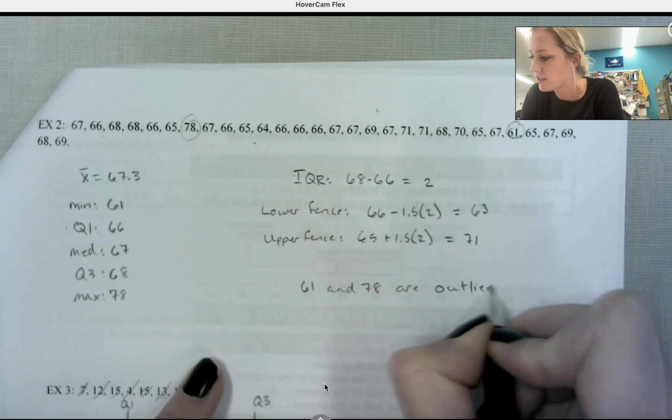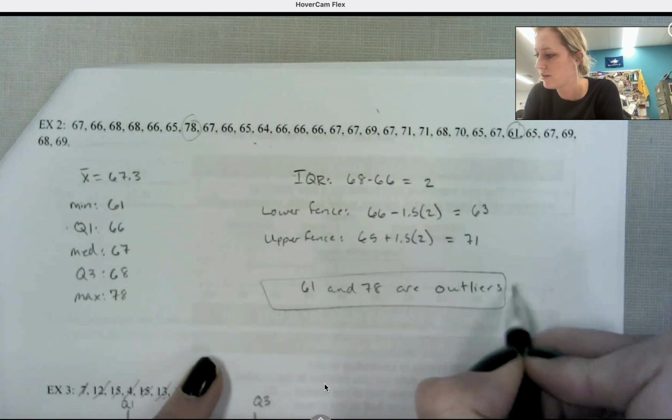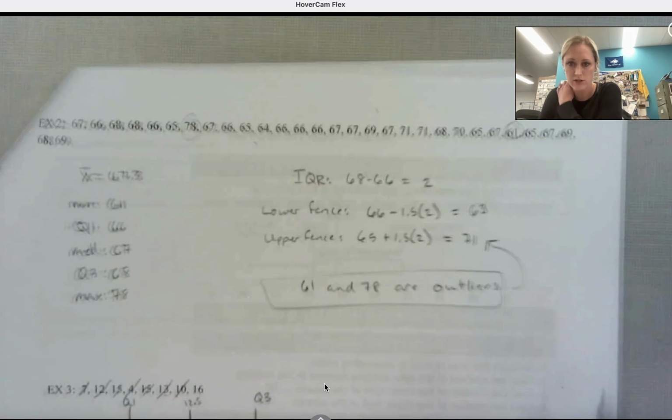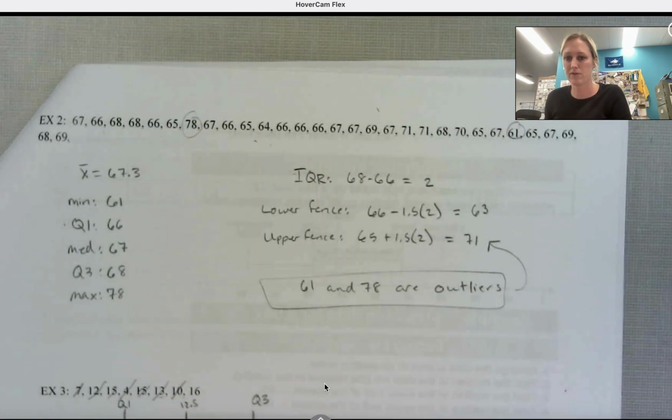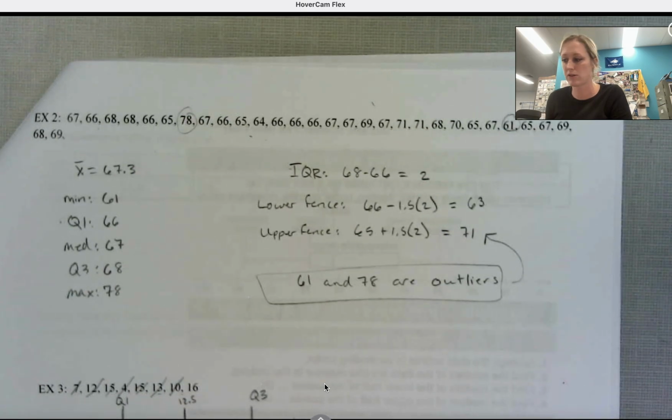So when it says justify mathematically, this work is the justification, okay, why we know that. So anything below 63 is an outlier, anything above 71, we found 2 of those values, so they are outliers.